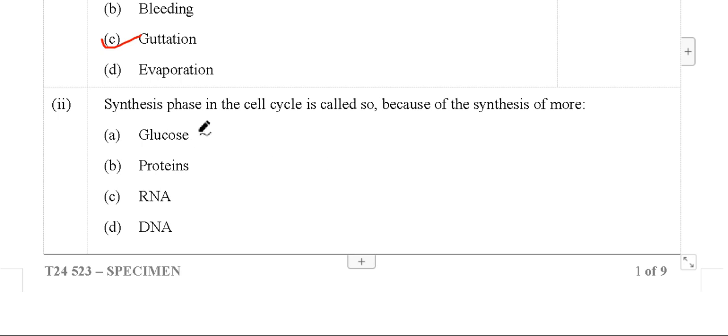Second question: the synthesis phase in the cell cycle is called so because of the synthesis of more glucose, protein, RNA, or DNA. Which will be the correct answer? This question came from the first chapter, the cell cycle, where two phases are present: one is interphase, another is the M phase. The synthesis phase is present in the interphase. In interphase there are the G1, S and G2 phases. The S phase, also known as the synthesis phase, is known mainly for the formation of DNA. So DNA is the correct answer.